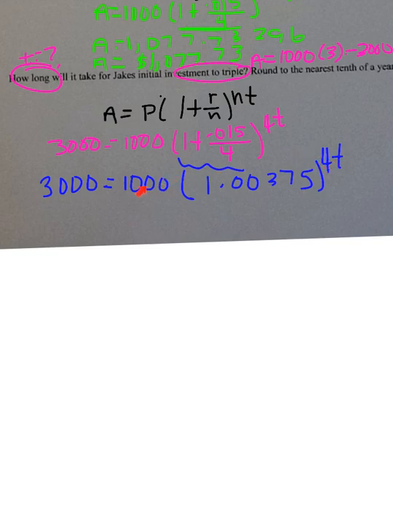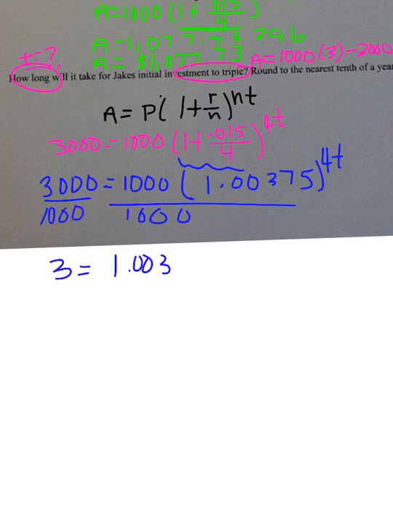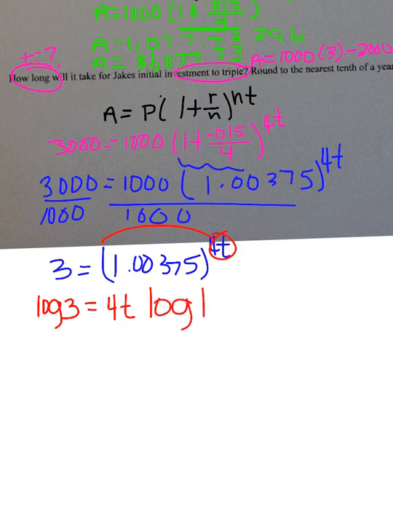So to get rid of the times, divide both sides by 1,000. We have 3,000 divided by 1,000 is 3 equals 1.00375 raised to the 4t power. And then you're going to log both sides. So when we log both sides, we get log 3. Remember, the exponent goes into the front. Equals 4t log 1.00375.